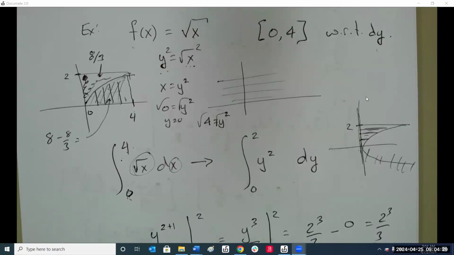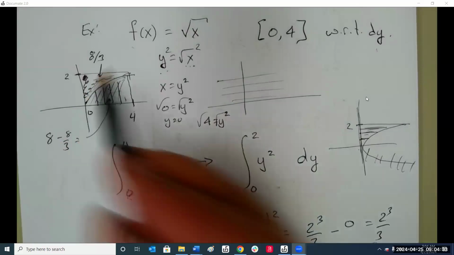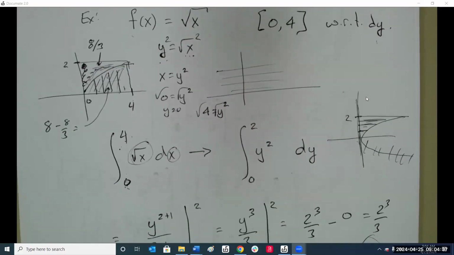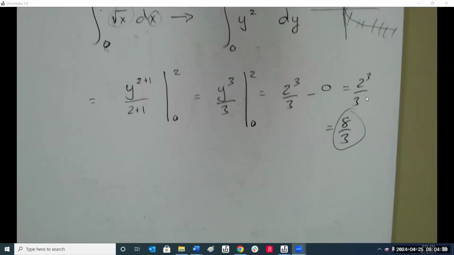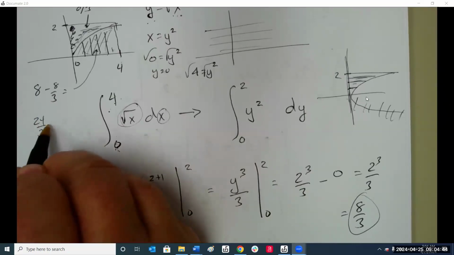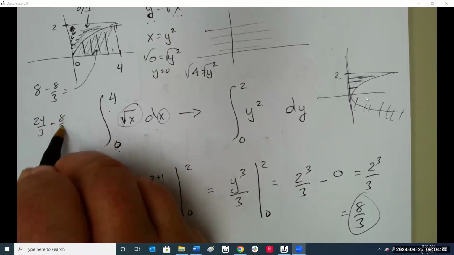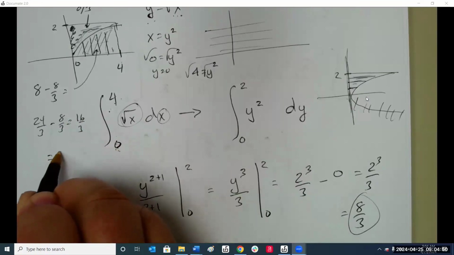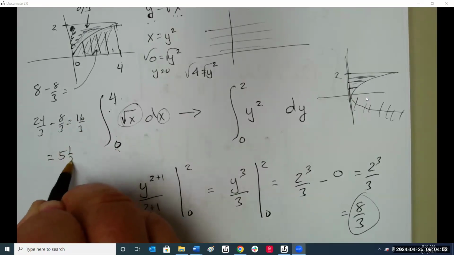But then again, that's not what we're looking for. We didn't want that in the first place. We just wanted this area here. So our answer would be 24/3 minus 8/3, which is 16/3, which is 5 1/3.